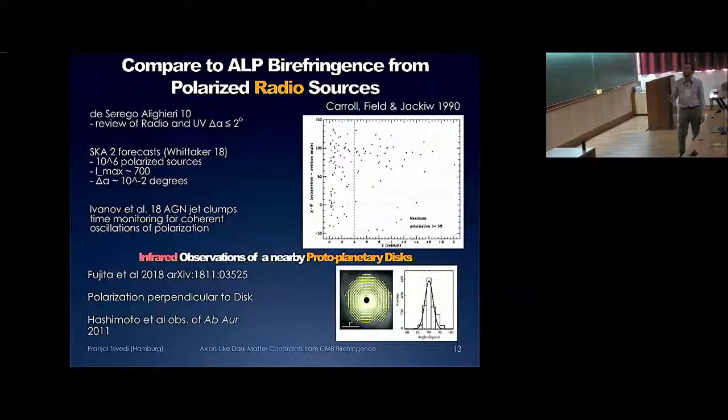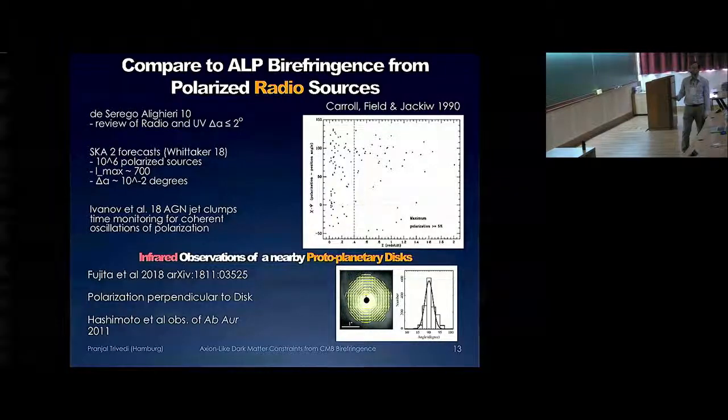I should also mention that SKA2 will also be able to measure the cosmic birefringence, because it will have a large number of radio sources with the polarization going out to an effective Lmax of 700 and a birefringence angle of 10 to the minus 2 degrees.